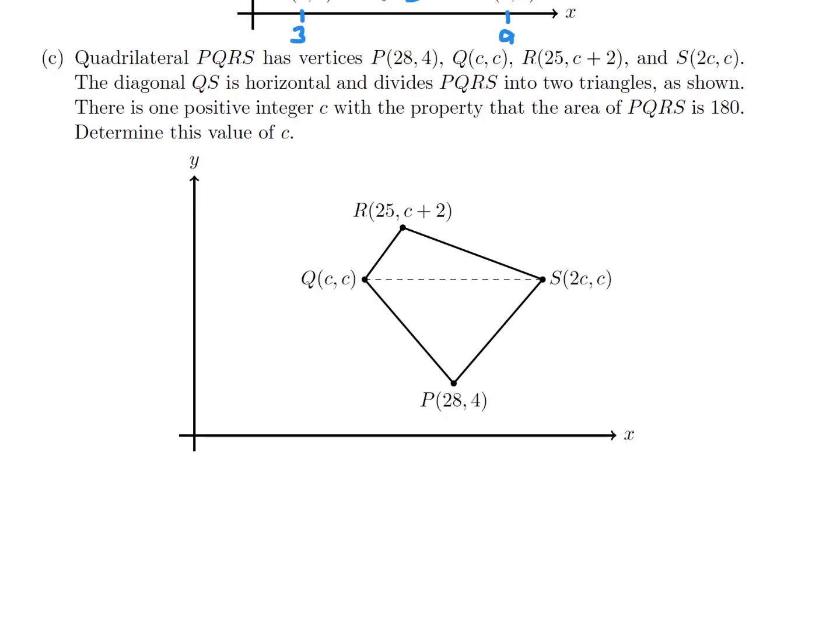Quadrilateral PQRS has vertices PQRS. As stated, the diagonal QS is horizontal and divides PQRS into two triangles as shown. There is one positive integer C with the property that the area of PQRS is 180. Determine the value of C.